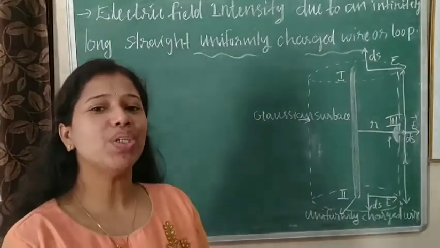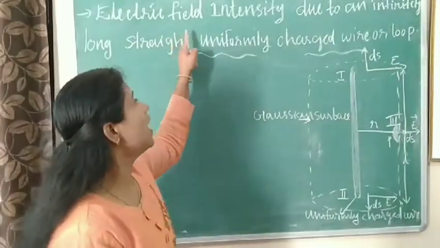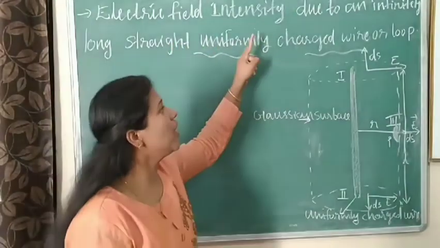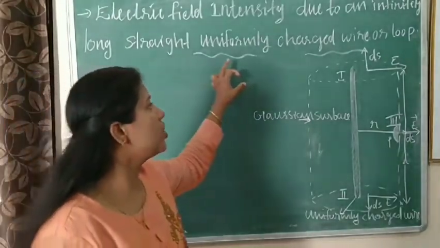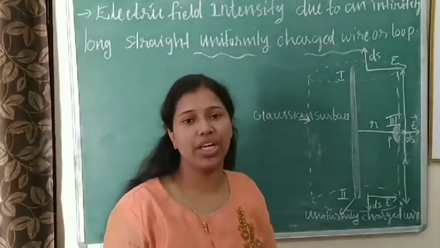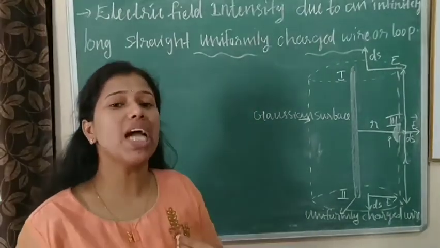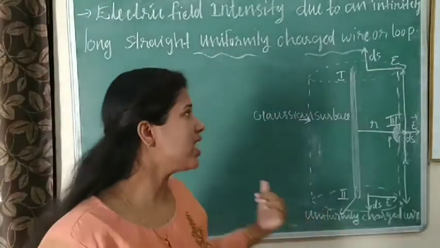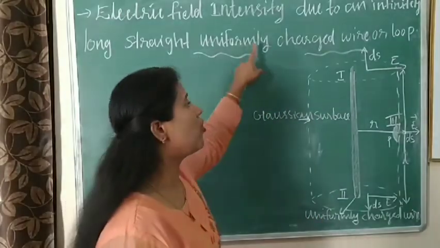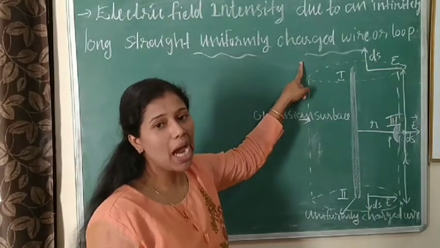Today I am going to explain the topic: electric field intensity due to an infinitely long, straight, uniformly charged wire. Last class, in the first application of Gauss theorem, we saw the plane sheet. This is the second case, that is the uniformly charged wire. Gauss theorem, second application.